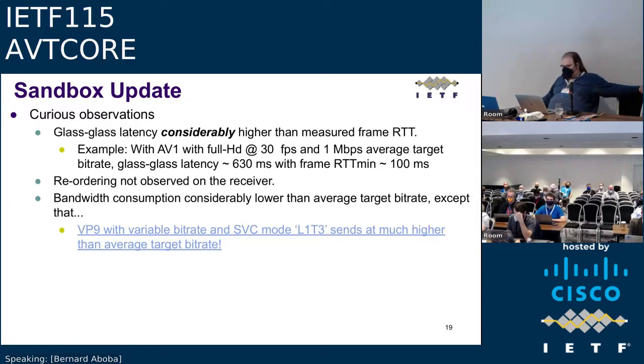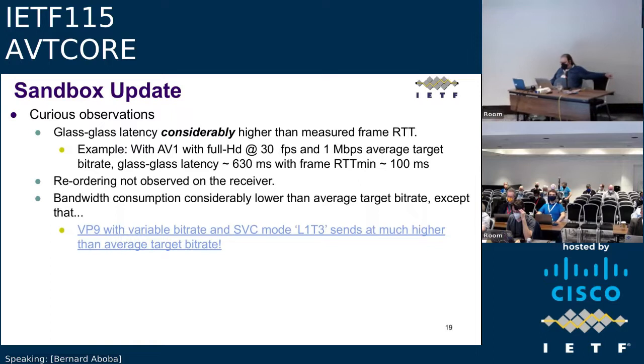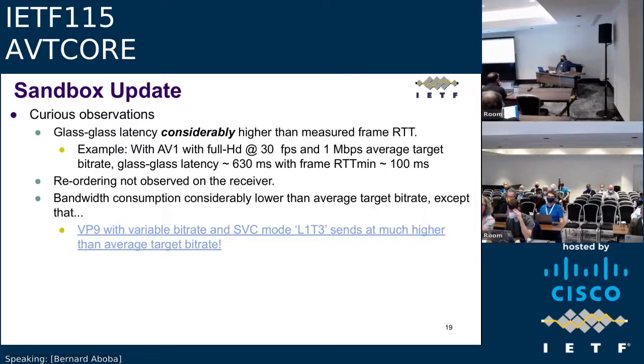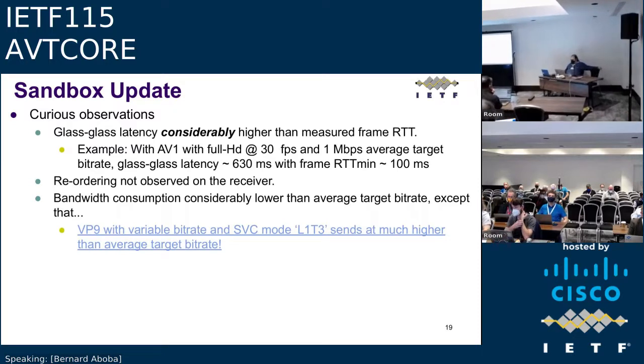The other thing that was weird was that we didn't observe any reordering on the receiver. I think in hundreds of tests, no reordering at all. So that raised a bunch of questions about what was going on exactly, why we didn't see reordering. And also the bandwidth consumption was considerably lower than the average target bit rate, except for a weird VP9 bug where, with variable bit rate and temporal scalability with 3 layers, it sent like 10 times more than the target average bit rate. So the question is, what was going on? And next slide.